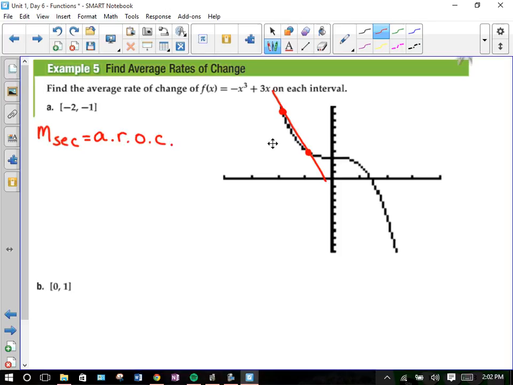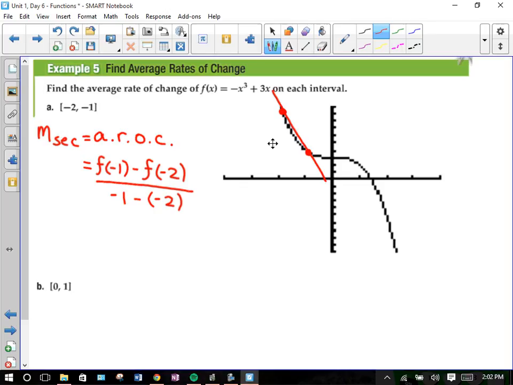You can abbreviate it AROC. And it is equal to f of negative 1 minus f of negative 2, divided by negative 1 minus negative 2.